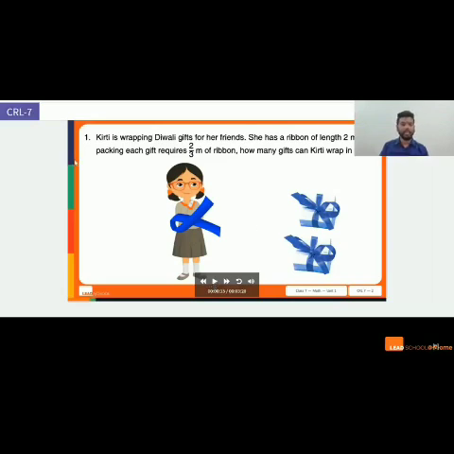Great. So right now I'll quickly read the question. Kirti is wrapping Diwali gifts for her friends. She has a ribbon of length 2 meters. If packing each gift requires 2/3 of a meter of ribbon, how many gifts can Kirti wrap in total? Okay, so Kirti has 2 meters worth of ribbon.